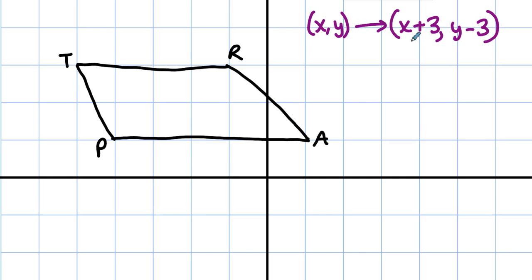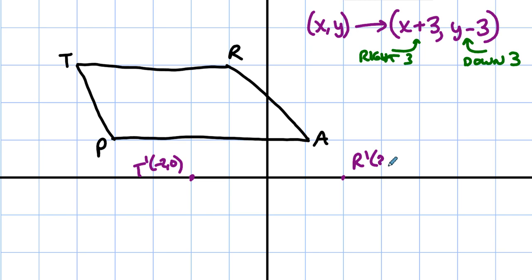Well, let's think about what this means. This means that we're going to move right 3, and this means that we're going to move down 3. So when we go to find T prime, R prime, A prime, P prime, from T we go right 3, down 3. From R we go right 3, down 3. From A we go right 3, down 3. And from P we go right 3, down 3.